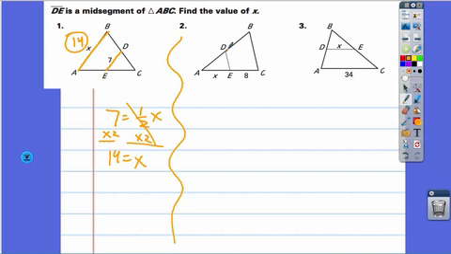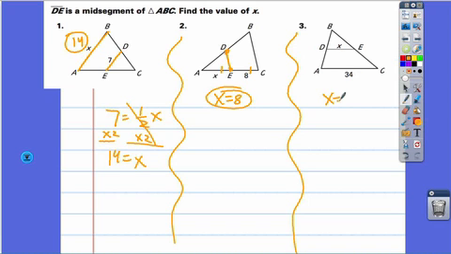For number 2, this is the mid-segment, so these are midpoints, which means that these two sides are congruent. So in this case, x simply equals 8. Again, because this is the mid-segment, so E is a midpoint, so these two halves are equal, so x equals 8. And for our last one, x is half of 34, so x is 17. Again, because this is a mid-segment, so it's half the length of whatever it's across from, so x is half of 34, which gives us 17.